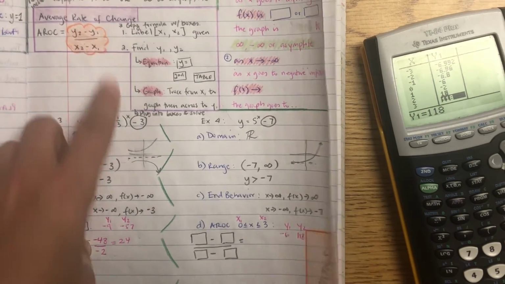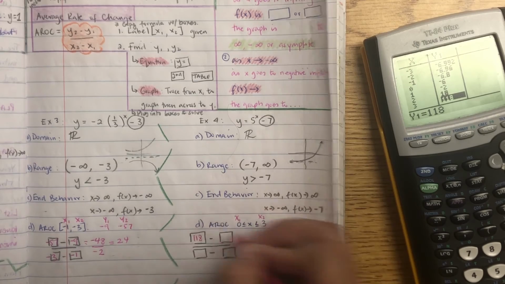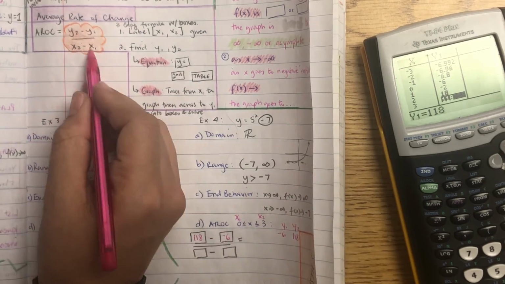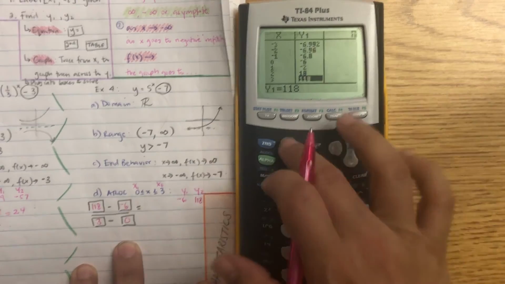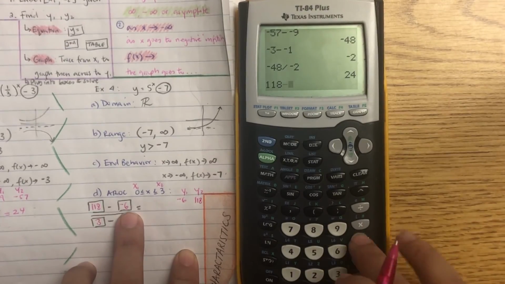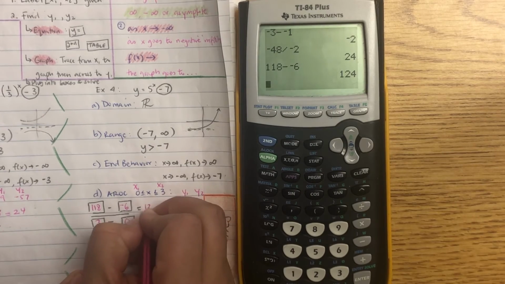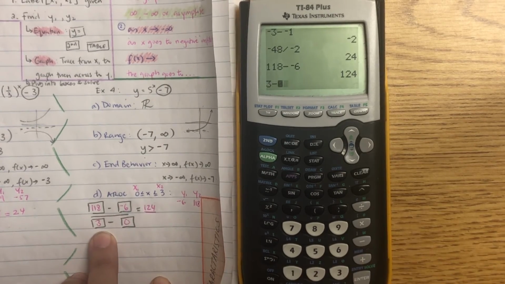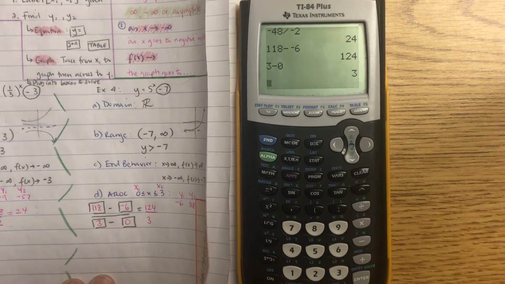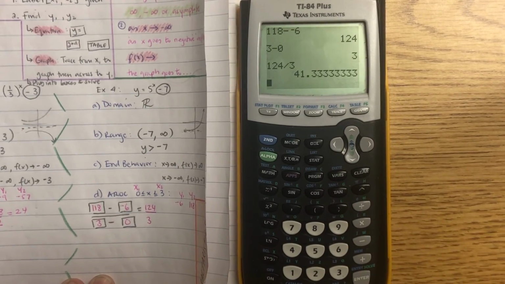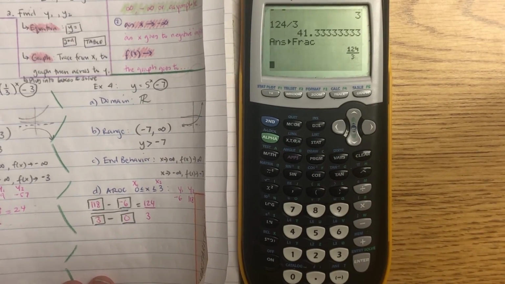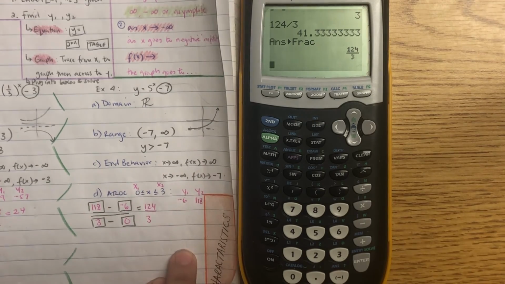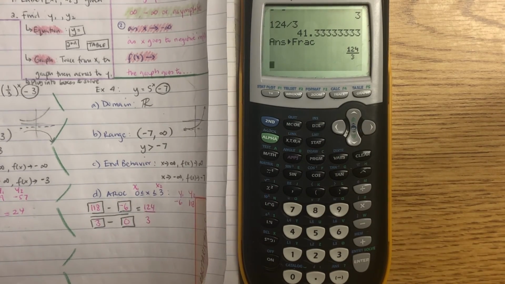Then plug in. It goes y2, then y1. So y2 is 118. Y1 is negative 6. Then it goes x2, x1. x2 is 3. x1 is 0. Now put that in the calculator. Second quit. 118 minus negative 6 equals 124 over 3 minus 0 equals 3. Then 124 divided by 3. Okay, I get a decimal, so I'm going to go math, enter, enter, which gives me 124 over 3. It can't be simplified anymore, so that's my final answer. And that's it. So let's practice.